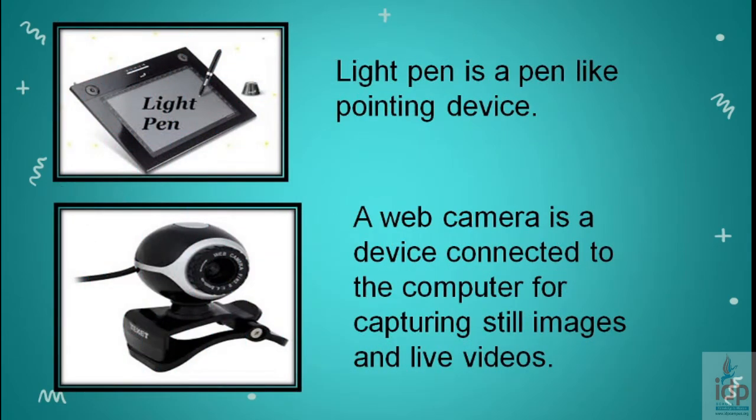Light pen. A light pen is a pen-like pointing device. It is used to select objects on the display screen. It is quite similar to a mouse, except that it allows the user to point to the object displayed on the screen or to draw directly on it.